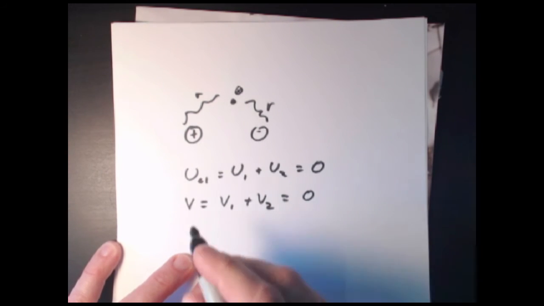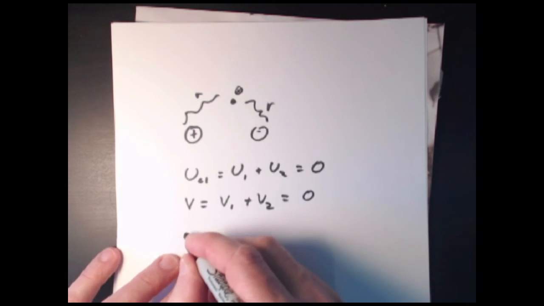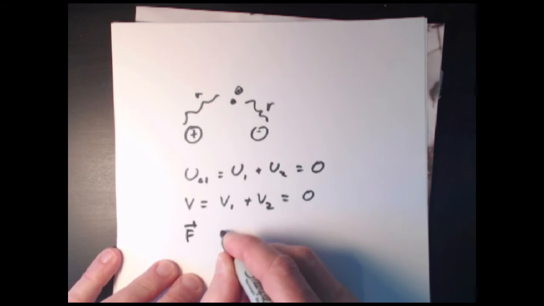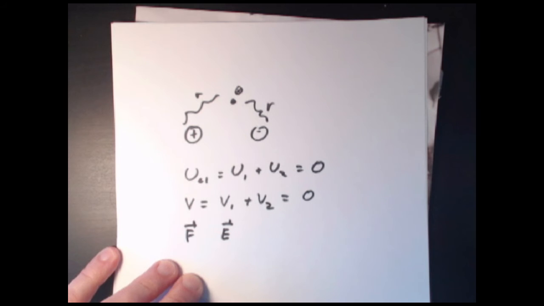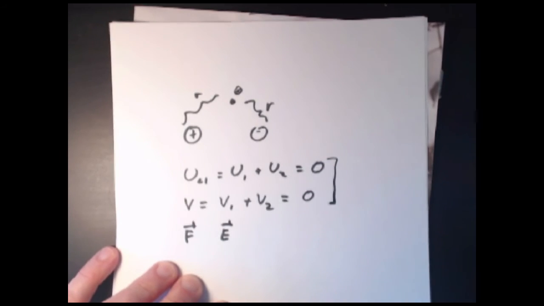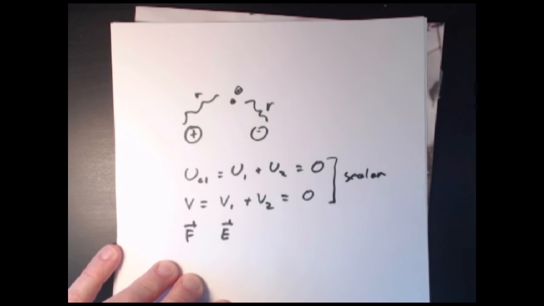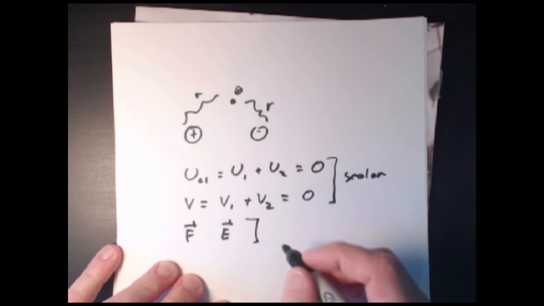Notice this is not true for forces, right? My forces are going to be a little bit different, because my forces have to take into account the direction. So my forces in electrical fields are vectors, right? Direction matters. Potential energy and electrical potential, or voltage, are scalars. So there is no direction that matters.